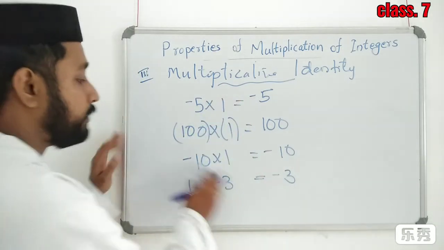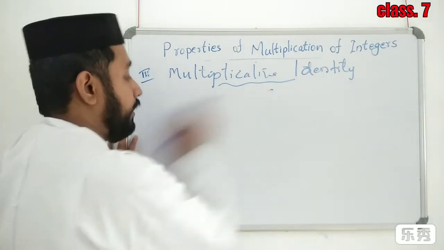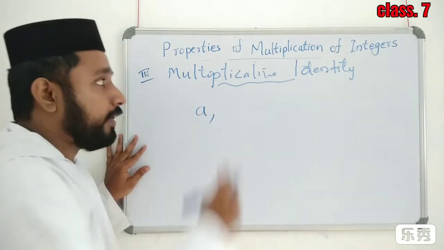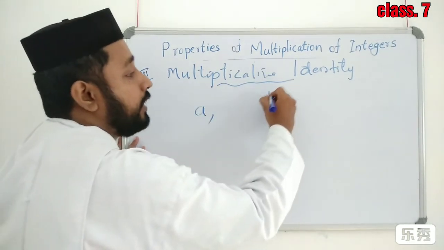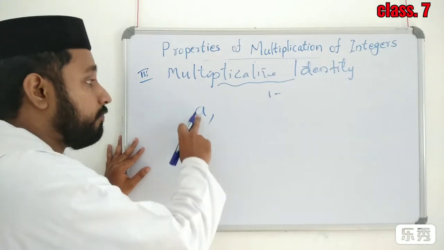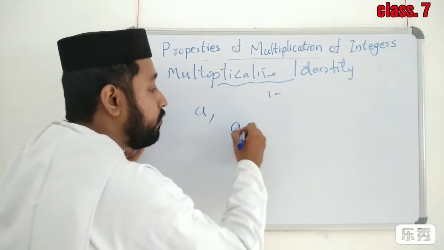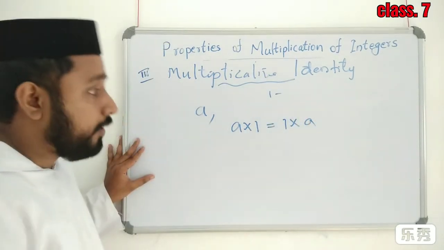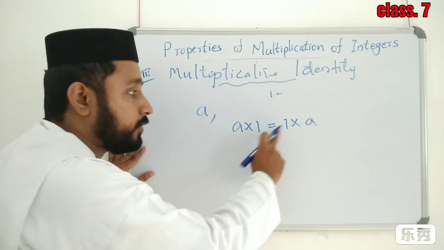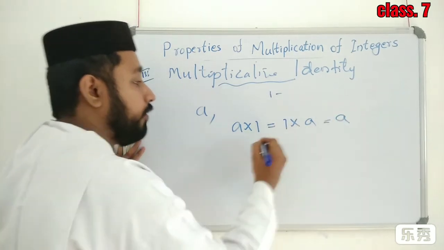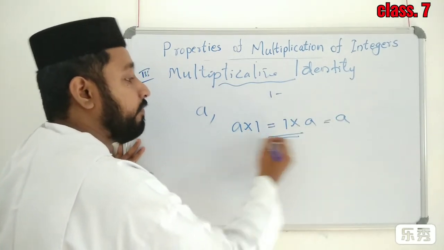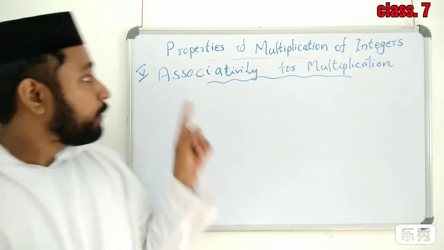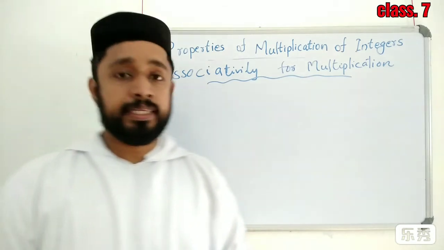In general, we can say that for any integer a, 1 is the multiplicative identity. For any integer a, a into 1 is equal to 1 into a, which is equal to a. So, when we multiply an integer with 1, we will get the same integer, where 1 is called the multiplicative identity. Next property is associativity for multiplication.